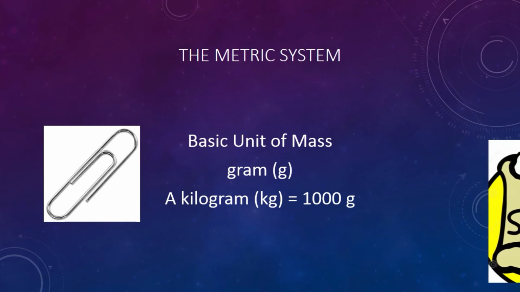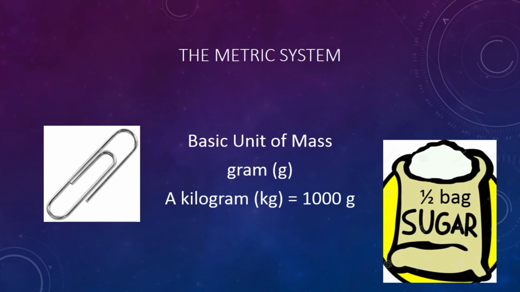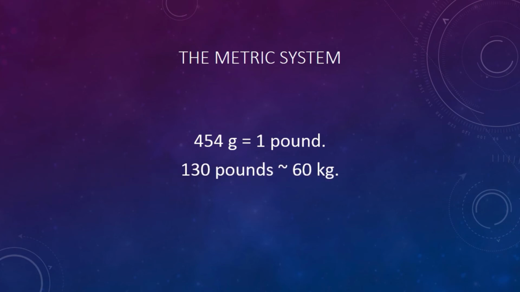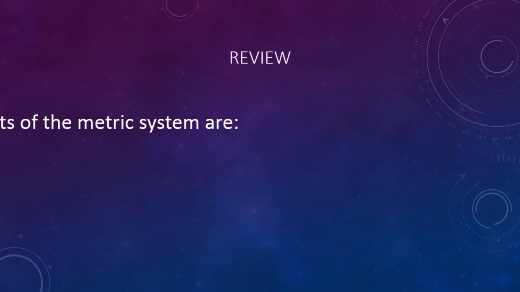There are 1,000 grams in a kilogram, which is 2.2 pounds. So a kilogram is about the same as a half a bag of sugar. It's a moderate amount of weight. There are 454 grams in a pound. If you weigh 130 pounds, you're about 60 kilograms.